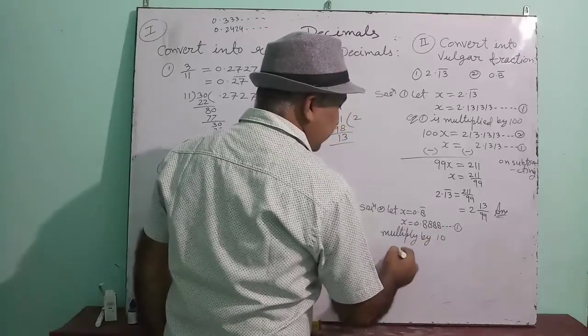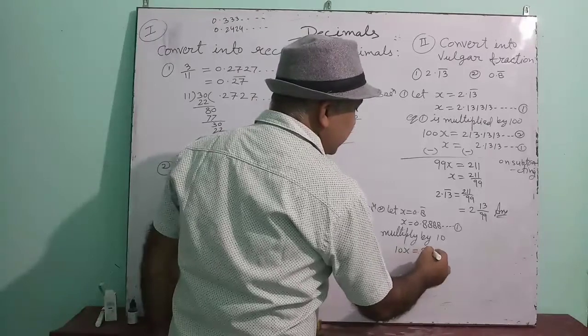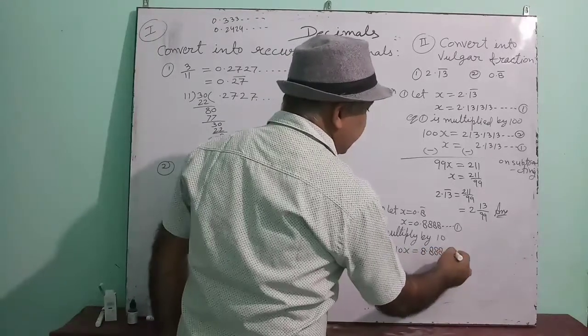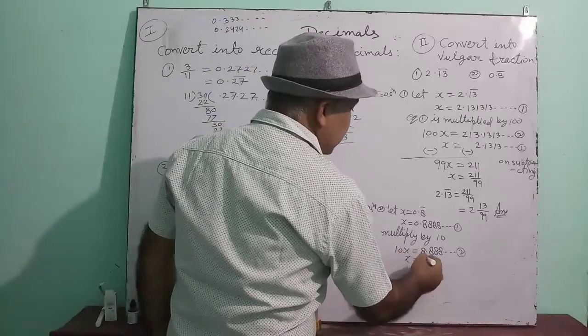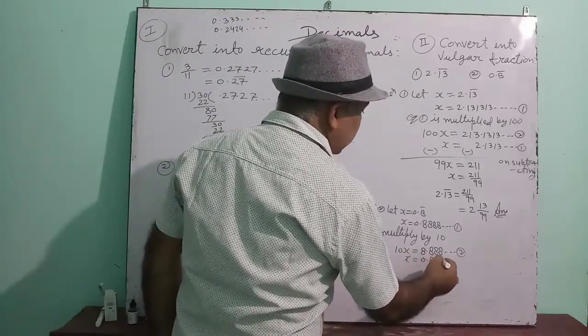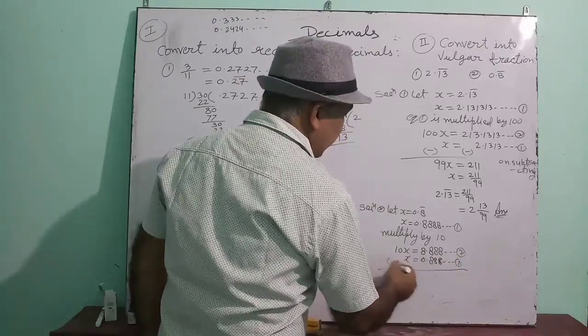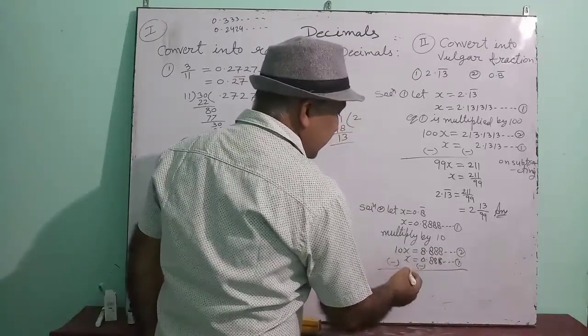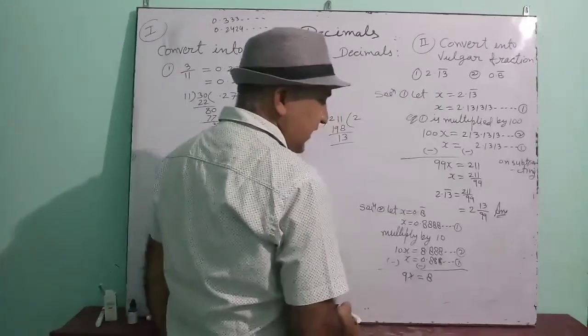Multiply by 10. Then the left hand side becomes 10x, and the right hand side will become 8.88. This is equation 2. Now subtract equation 1 from equation 2. 10 minus 1 is 9x, and the right hand side is 8.